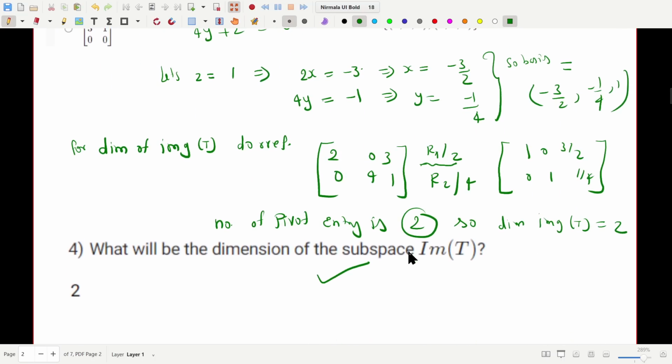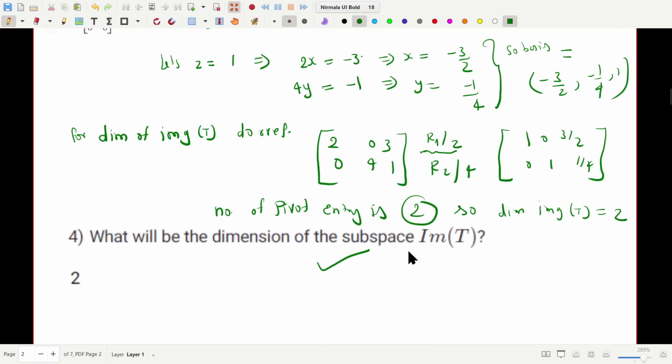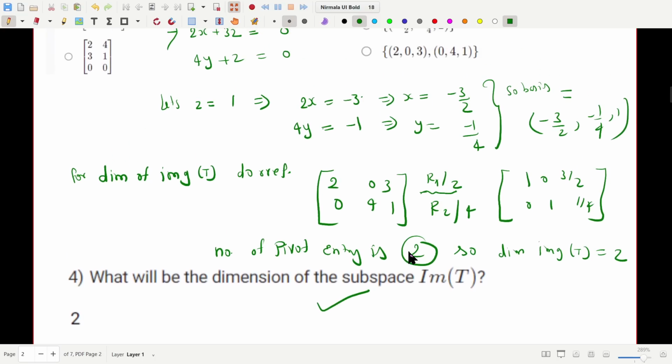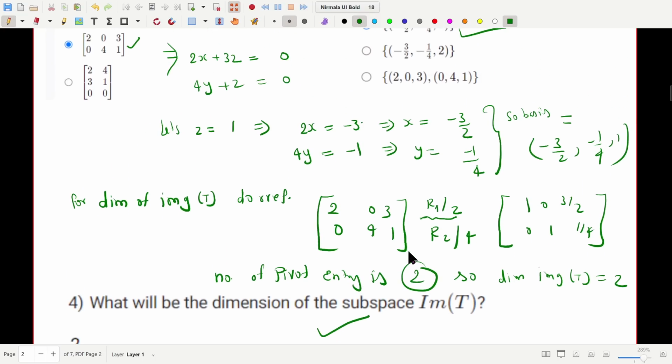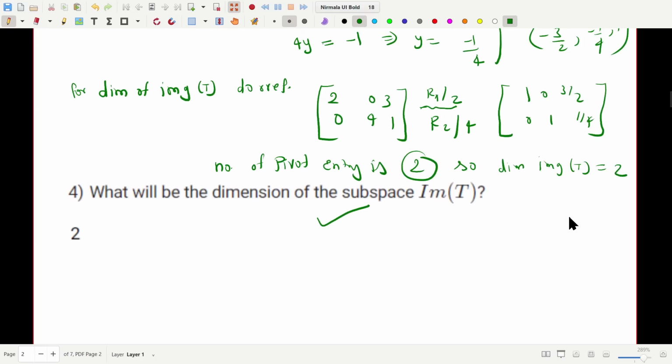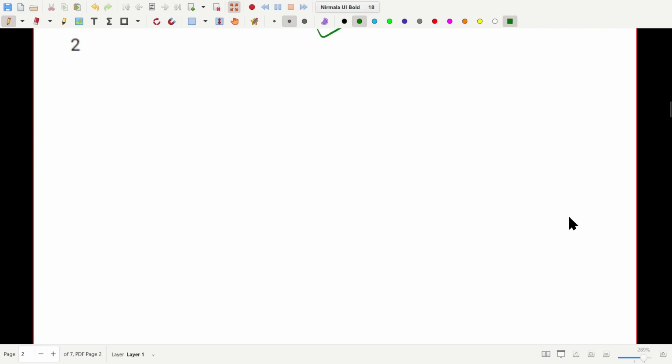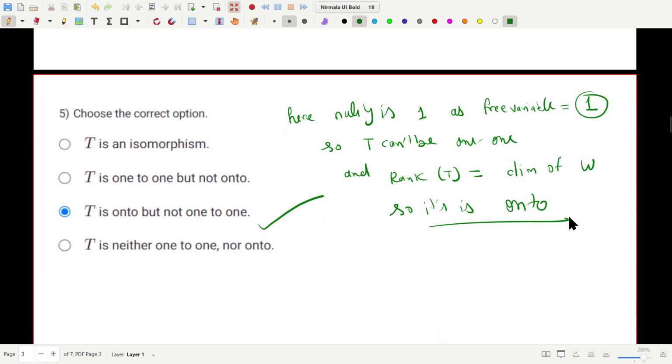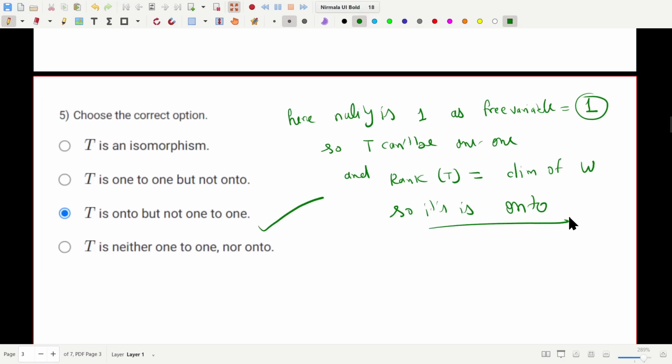For the dimension of the image, the next question is what will be the dimension of the subspace? Dimension is the number of pivot entries, the rank, and we can see there are 2 pivot entries possible in the transformation matrix. So the dimension will be 2. Okay. The next question, choose the correct option.